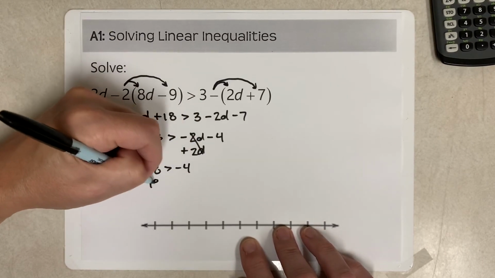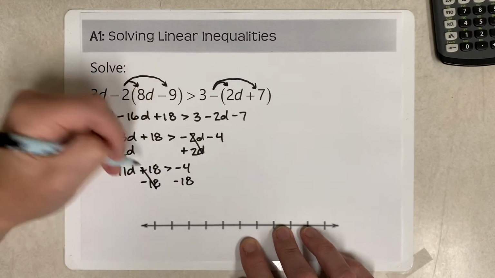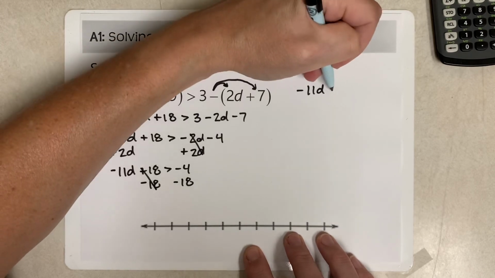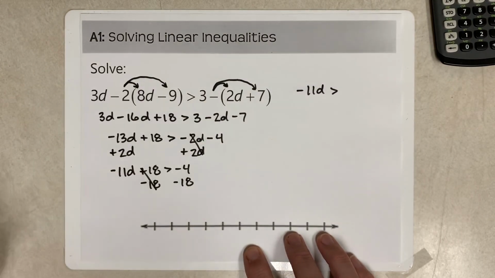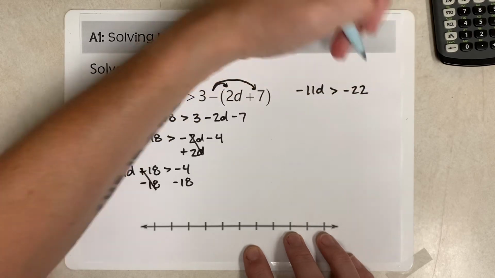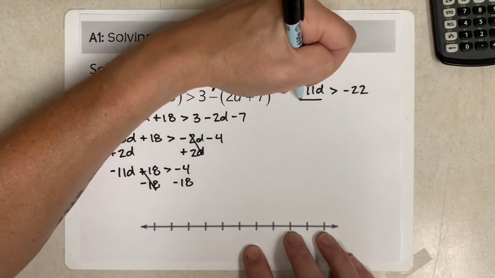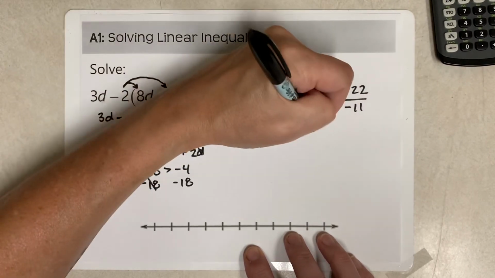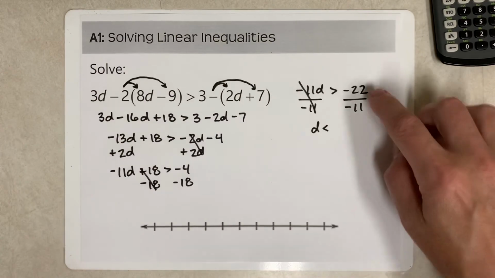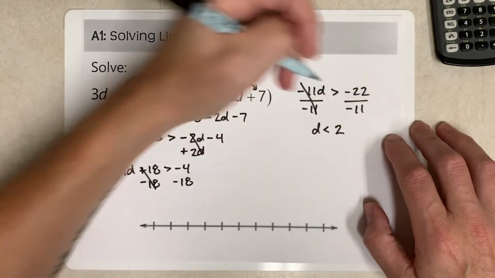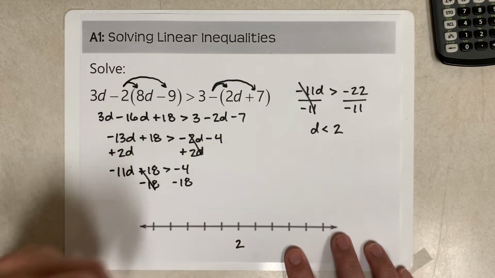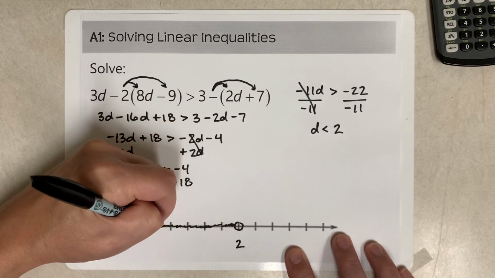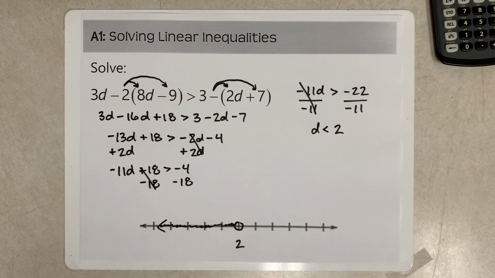So I'm going to subtract 18 on both sides. And I'm kind of running out of room. I don't want to run into my number line. So negative 11d now is greater than negative 18 minus 4 would be a negative 22. All right, now I have to divide by negative 11. And so what do I do now? Flip the symbol. So d is now less than negative 22 over negative 11 is a positive 2. And so I just have a 2 here, open circle, and then I'm going to shade to the left like that. I need a bigger, wider marker, and that one's done.